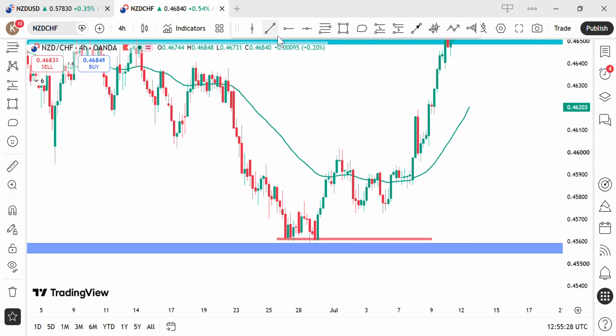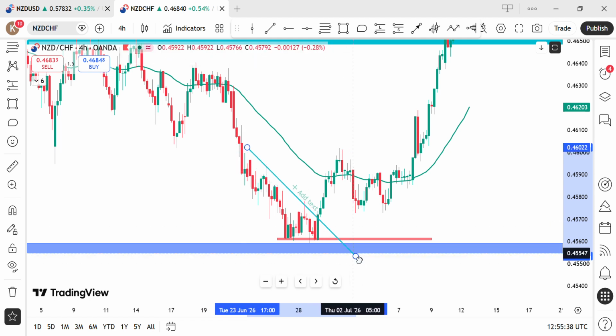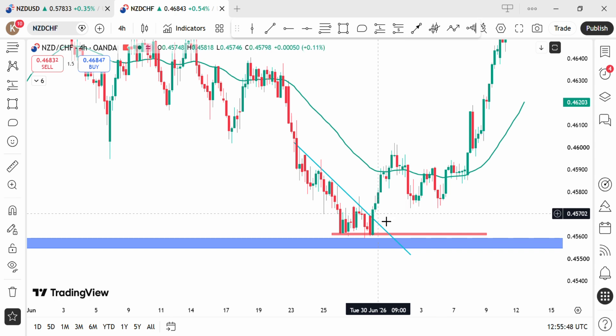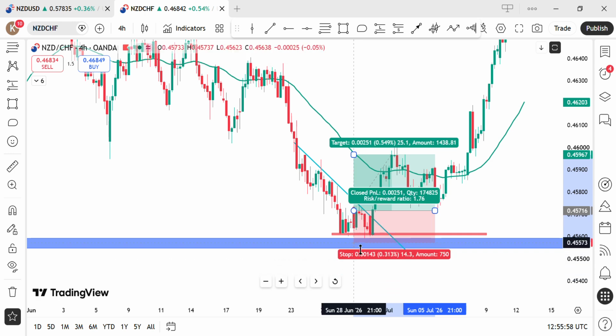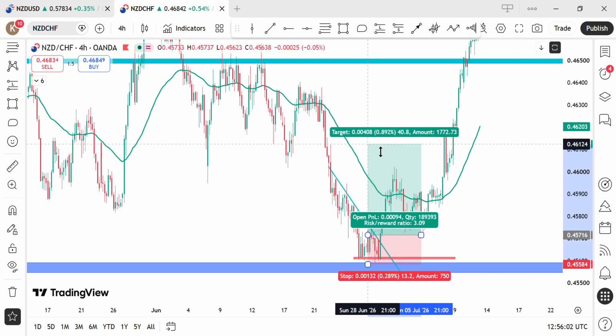What we also saw was a descending triangle. So we saw the descending triangle, and price broke the descending triangle with this huge bullish engulfing candle. So we took our entry over here and we targeted 1 to 3. Pretty simple.